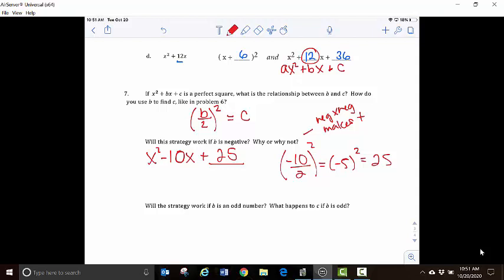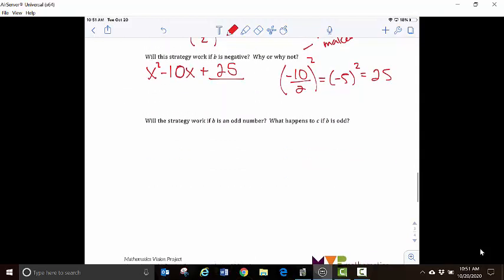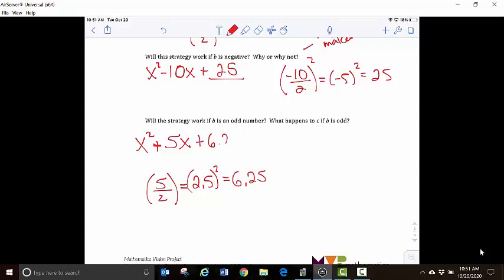All right. Last but not least, okay, what if the middle number is odd? X squared minus, now I'm going to do 5x, or plus 5x. It does work, but let's see how it works. What's half of 5? What's half of a $5 bill? $2.50, right? And 2.50 squared is 6.25. So it does work, but what happens if it's odd? C is a decimal or fraction.